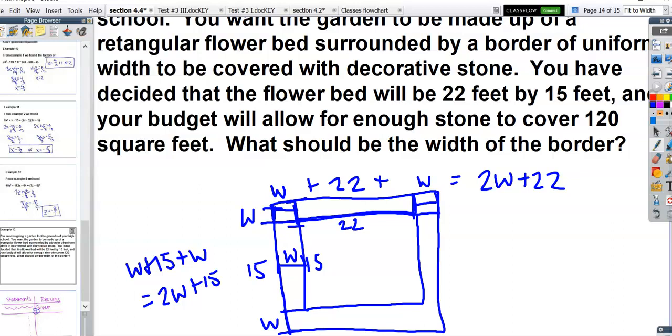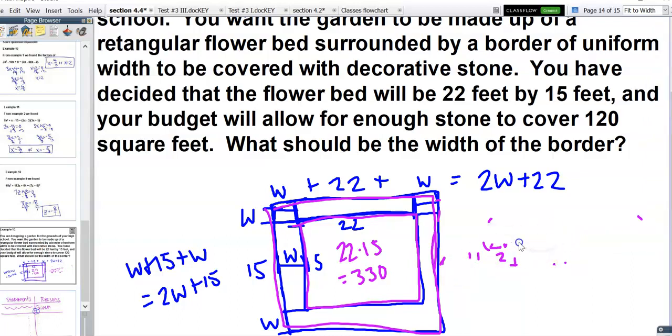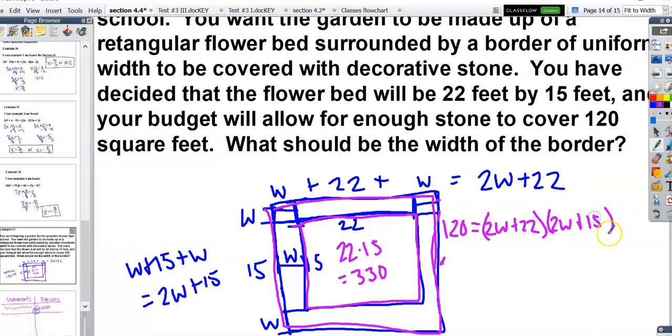We are trying to solve for the width, so we need to find the values of W that will work. So we know that we're going to have 120 square feet of stone. So I'm going to write that on the left-hand side. And we know that the area of stone that we're going to have is going to equal 2W plus 22 times 2W plus 15. But then we have to subtract the middle part, which has an area of 330 square feet, because that part will not be stone.